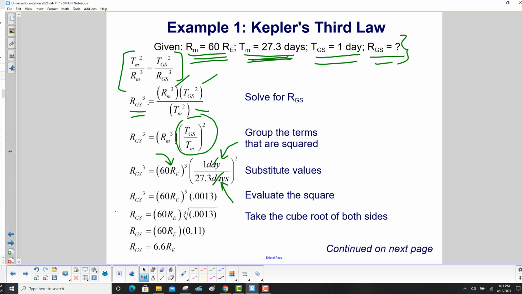Now we take the cube root of both sides. So the distance of the geosynchronous satellite from the center of the Earth is 60 times the distance of the Moon from the center of the Earth times the cube root of 0.0013. The cube root of that is 0.11. And finally, for the geosynchronous satellite to have a period of 1 day and stay in the same position over the equator, that distance from the center of the Earth is 6.6 times the radius of the Earth. We'll have some discussion on the next page.